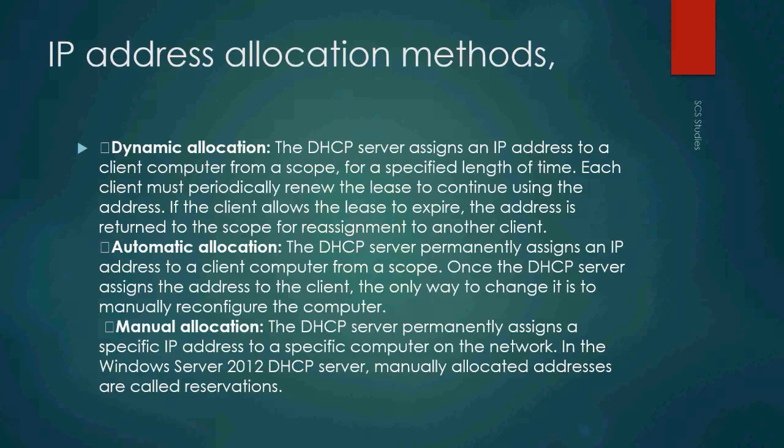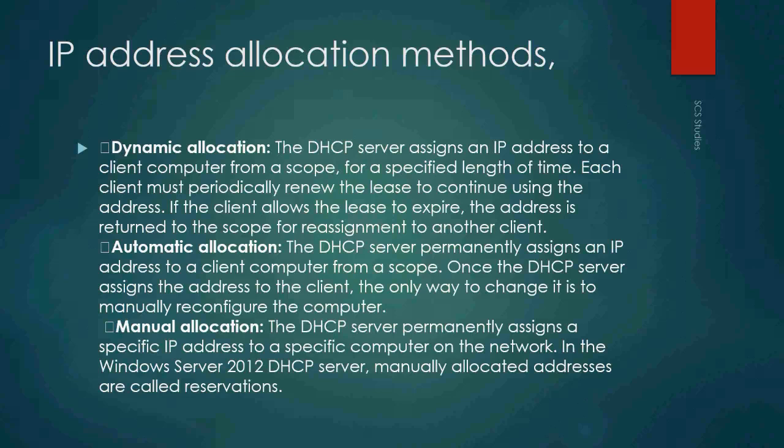The second allocation method is known as automatic allocation. So what is automatic allocation? The DHCP server permanently assigns an IP address to a client computer from a scope. Once the DHCP server assigns the address to the client, the only way to change the IP address is to manually configure the computer.